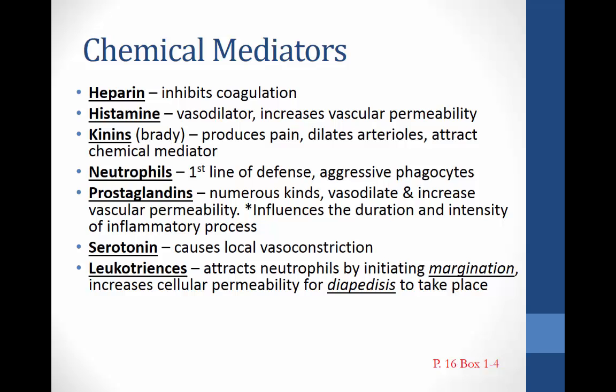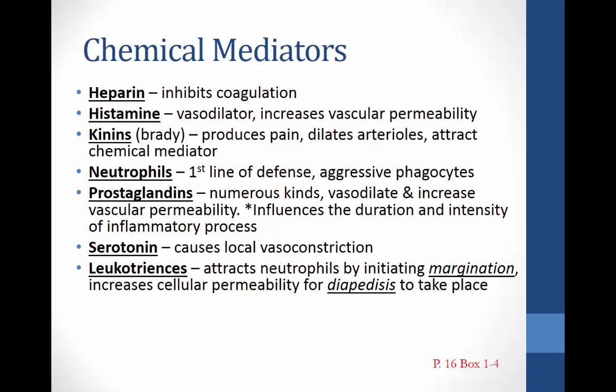Heparin inhibits coagulation by preventing the conversion of prothrombin to thrombin. Histamine is located in the mast cells, basophils, and platelets. The primary function of histamine is to cause vasodilation and increase vascular permeability to increase blood flow to the area. It also attracts leukocytes to the area.